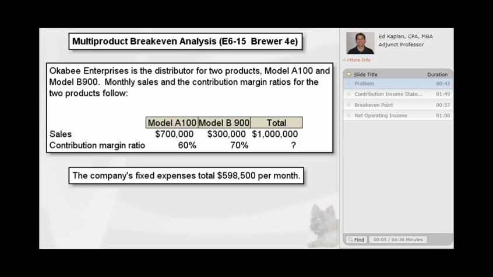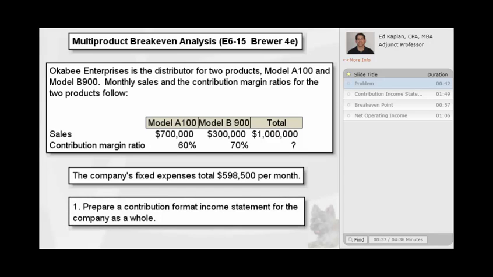Okeby Enterprises is the distributor for two products, Model A100 and Model B900. Monthly sales and the contribution margin ratios for the two products follow. You see that Model A100 has $700,000 in sales with a 60% contribution margin, while Model B has $300,000 in sales with a 70% contribution margin. The first part of this problem asks: prepare a contribution format income statement for the company as a whole.